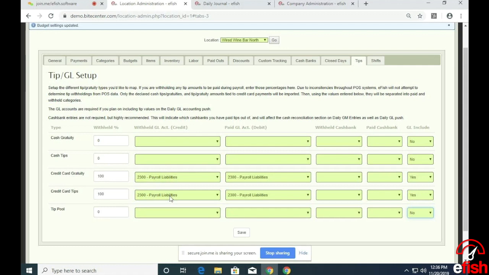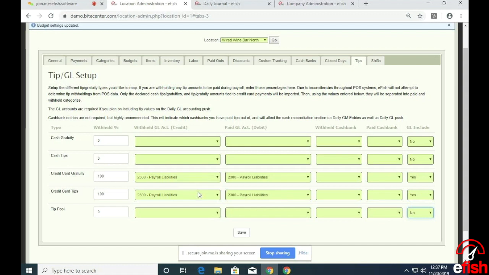We're going to withhold those in payroll liabilities, and when we pay them at payroll, we'll make a debit to that same account for that amount. And yes, we want to see that on the daily GL. We want to include that. And then finally, if you have tip pools going, those can either be paid each day or they can be withheld as well. In this case, we'll say that there is no tip pooling going on, and so those would all be set across to no.